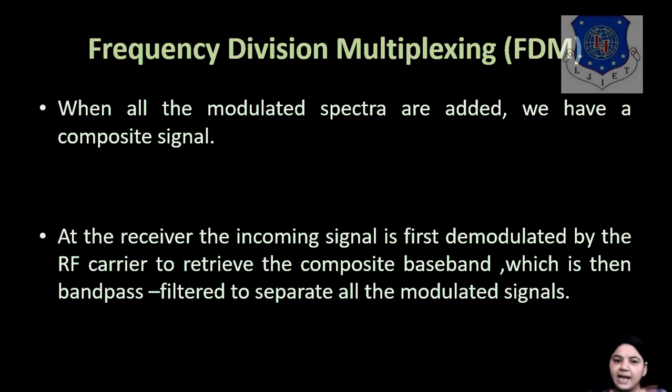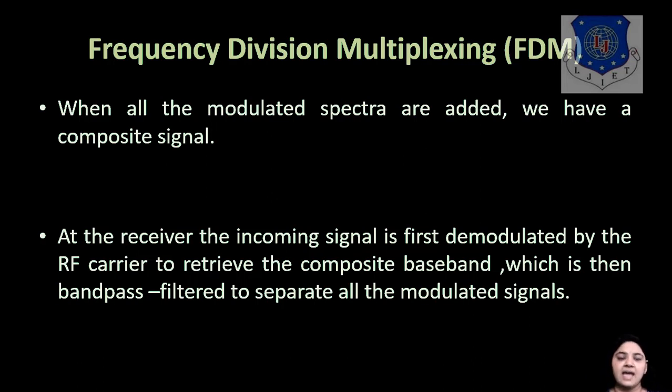At the receiver, the incoming signal is first demodulated by the RF carrier. Now you have signal 1, signal 2, signal 3, each modulated by a different carrier frequency. All three signals, F1, F2, F3, combine, and that combined signal is known as the composite signal. This composite signal is transmitted via the communication channel. That composite signal, or I can name it the multiplexed signal, is received at the receiving end.